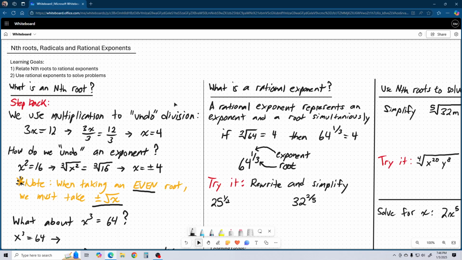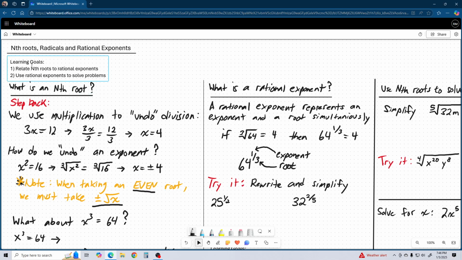Hello everybody. Today we are going to talk about nth roots, radicals, and rational exponents. And we are going to have two main learning goals today. The first of which is going to be to relate nth roots to rational exponents. And the second thing we're going to learn about is using rational exponents to actually solve problems.